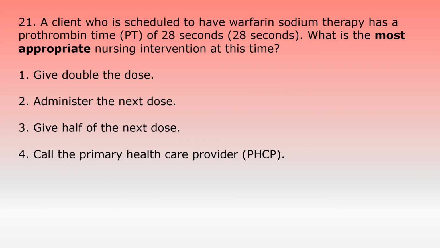21. A client who is scheduled to have warfarin sodium therapy has a prothrombin time, PT, of 28 seconds. What is the most appropriate nursing intervention at this time? 1. Give double the dose. 2. Administer the next dose. 3. Give half of the next dose. 4. Call the primary healthcare provider, PHCP.